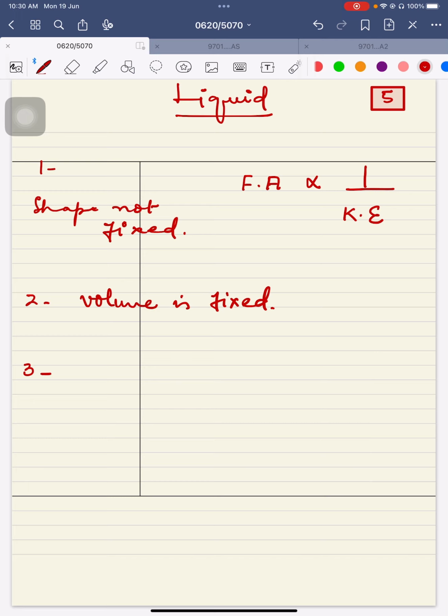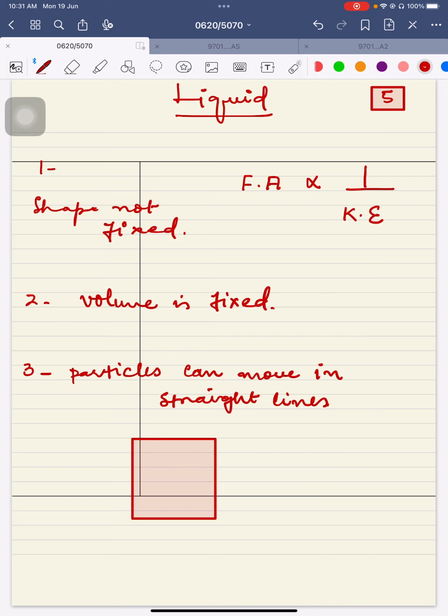Okay, particles have spaces, they are moving, but they don't have such a big space that they can move randomly in every direction. No, this is not a possibility in case of a liquid. In case of a liquid, the possibility is that particles can move in straight lines. Okay, I'm writing this as well. Particles can move in straight lines. Okay, if it is asked to draw the diagram of the liquid, this is the diagram of the liquid. Can you look here right now?